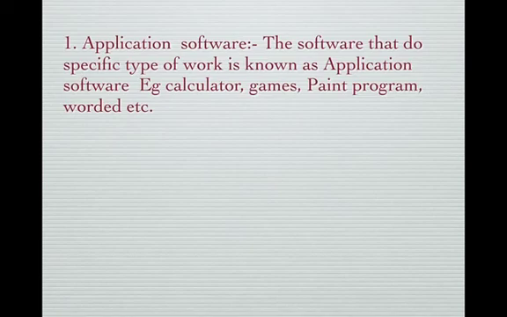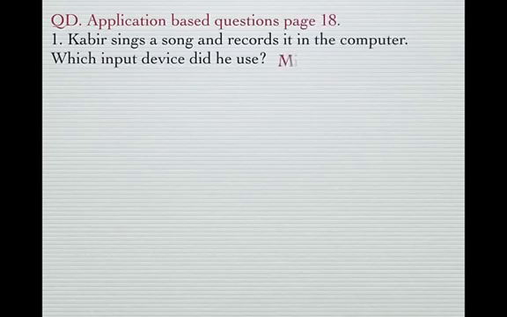Then I have a paint program. Again, it's an application software, right? In a paint program you can draw, yes, you can type, but can you do any calculations in MS Paint? No, it's not there, right? Then we have WordPad. So many application softwares are there. So this was the system software and application software.